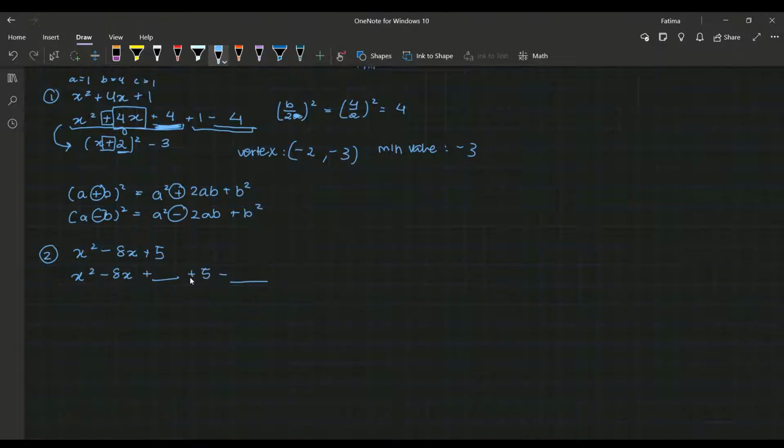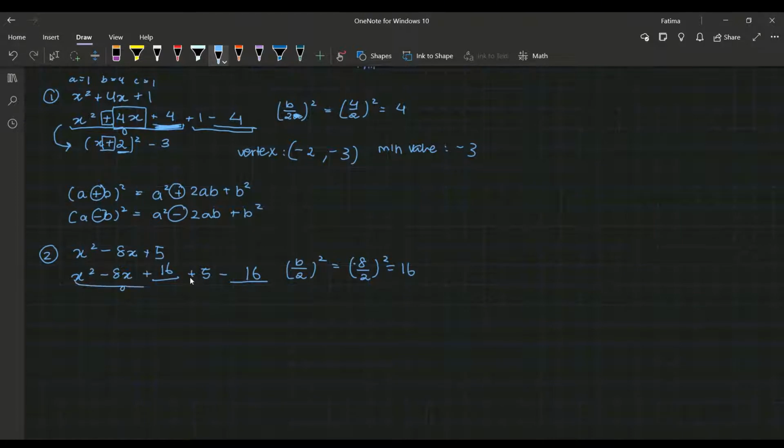minus something. So in this case, the something would be b upon 2 whole square. So that's 8 upon 2 whole square. 8 upon 2 is 4, and 4 square is 16. So notice how I didn't bother taking negative 8. The reason why is because if I did this with negative 8 upon 2, I'd get negative 4. But anyway, negative 4 square will give me 16. So it really doesn't matter whether you take the negative sign or not. So I add 16 and then I subtract 16.